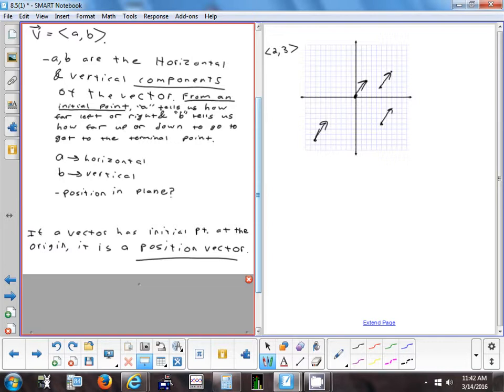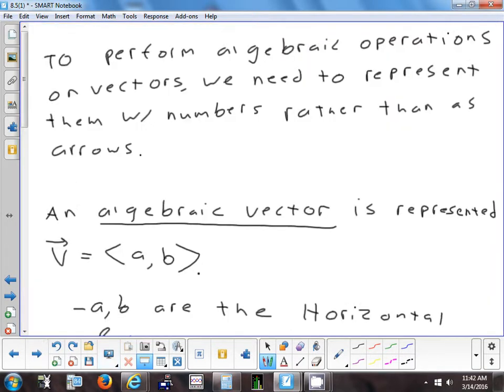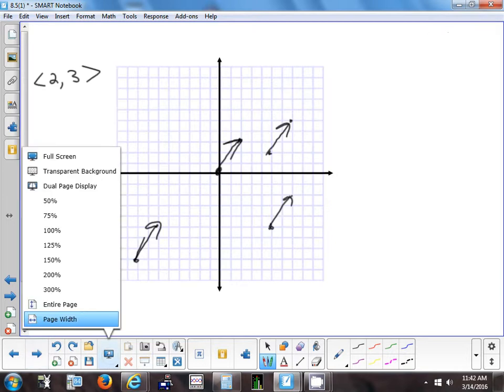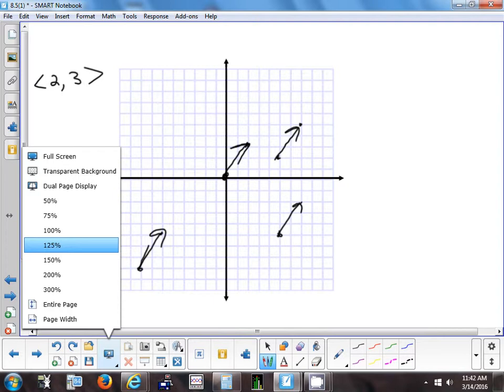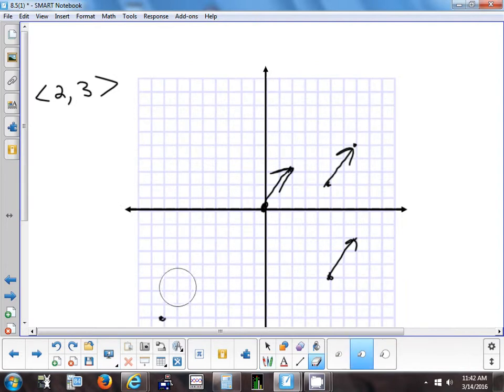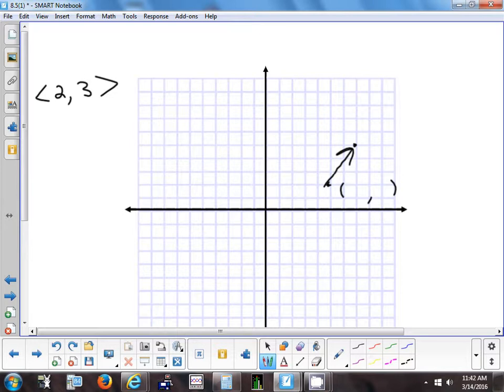All right, let me make it a little bigger. Let's just focus on the one in quadrant 1. Anyone tell me what the coordinates of the initial point are? 5, 1, 2, 3, 4, 5, 2. Yep. And how about the terminal point? 7, 5. Yeah, it looks like 1, 2, 3, 4, 5, 6, 7, 5.